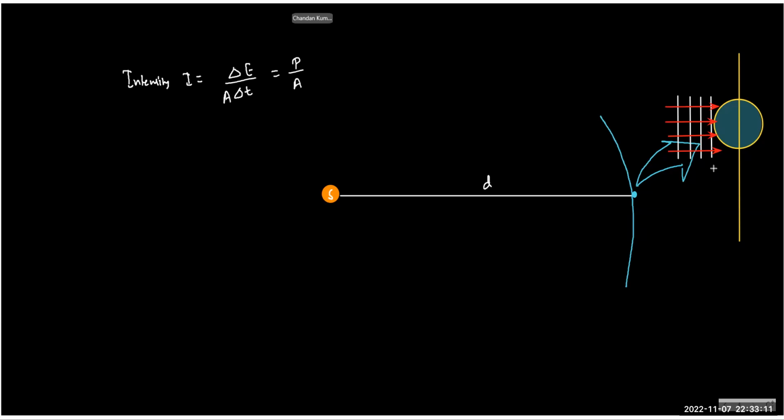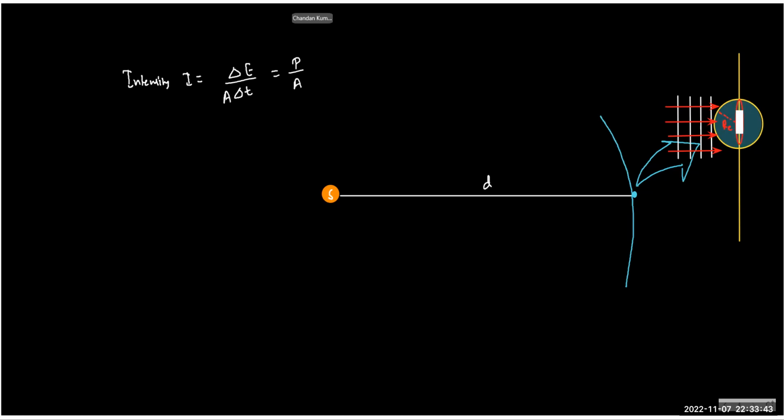So what is the area over which the Earth will receive the energy? If I call the Earth radius RE, can we say the energy received is over the disk of radius RE? If I take the projection, can we say we are receiving the energy till this radius? Yes or no?